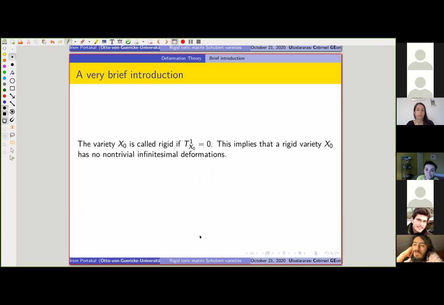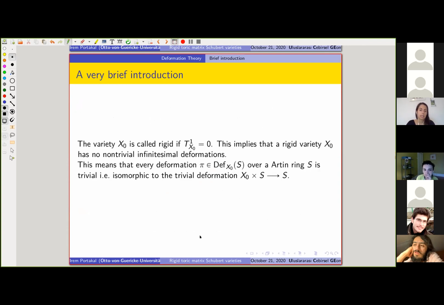So this implies that X0 has no non-trivial infinitesimal deformations. This means you can take any other base space S over an Artin ring, then any deformation is trivial. That means it is isomorphic to the trivial deformation. So it's a very big question, and in general it is really not easy to find rigid examples.